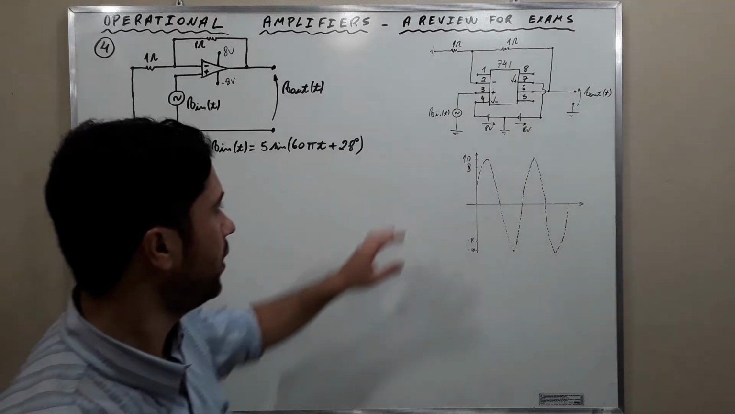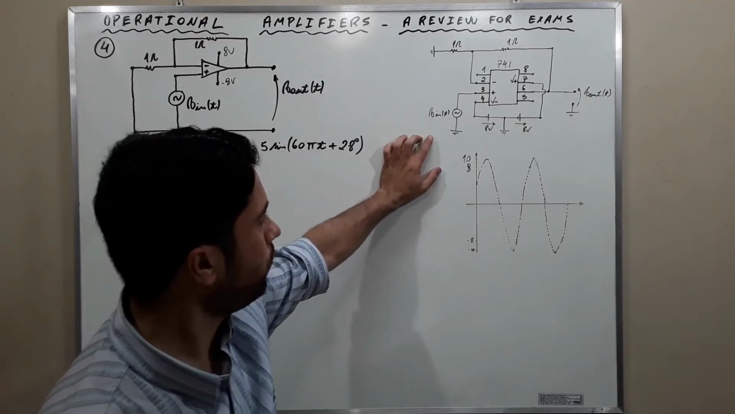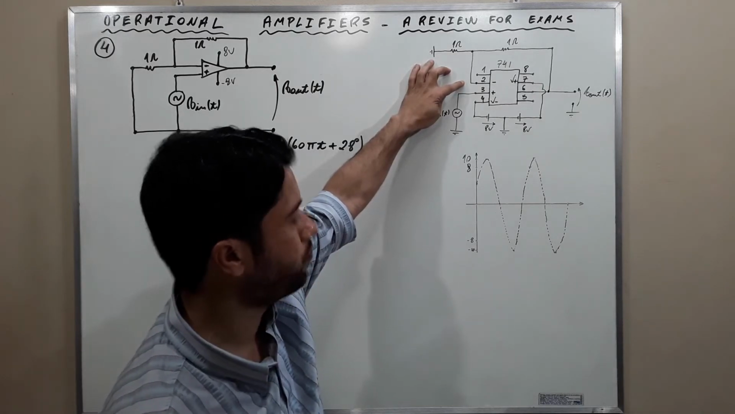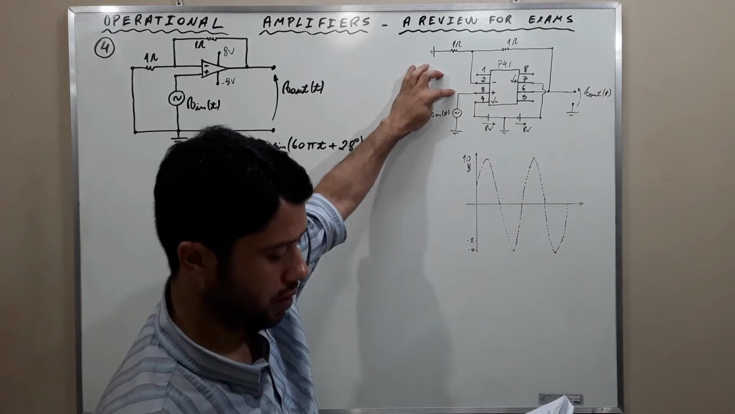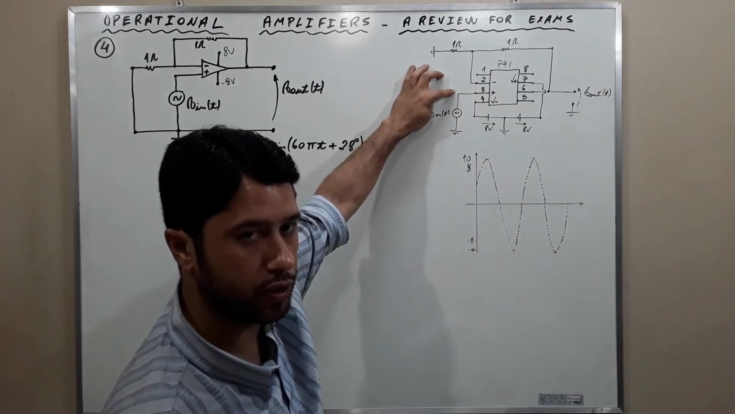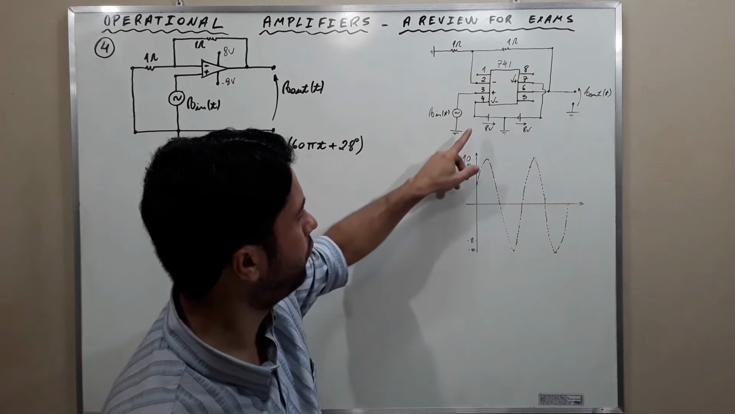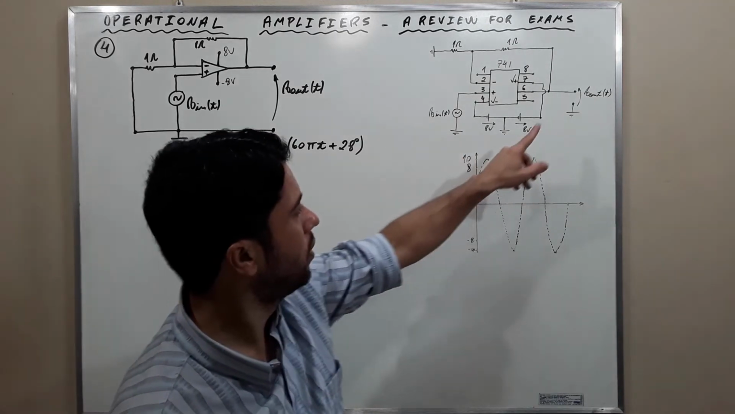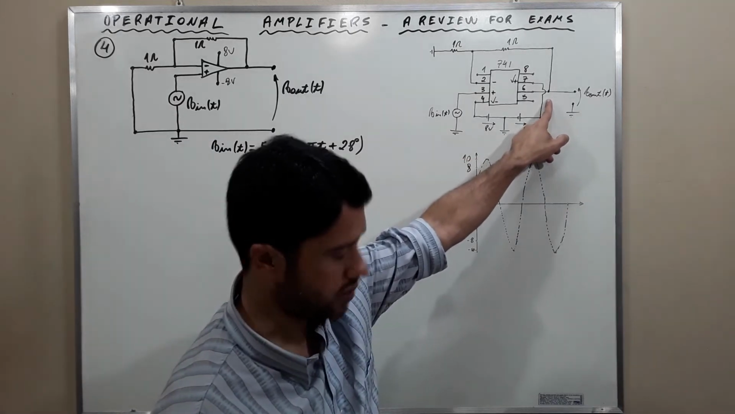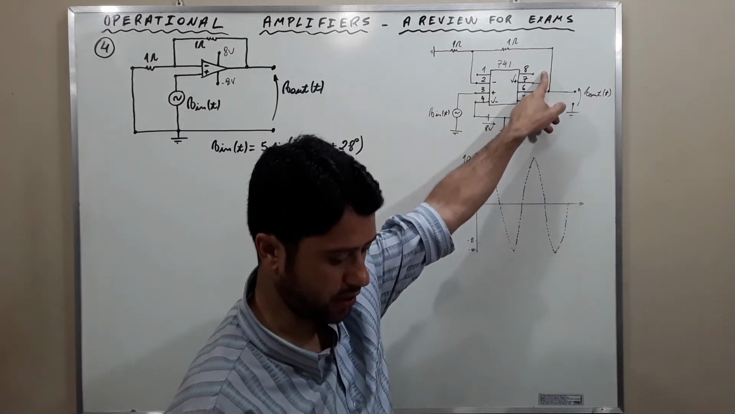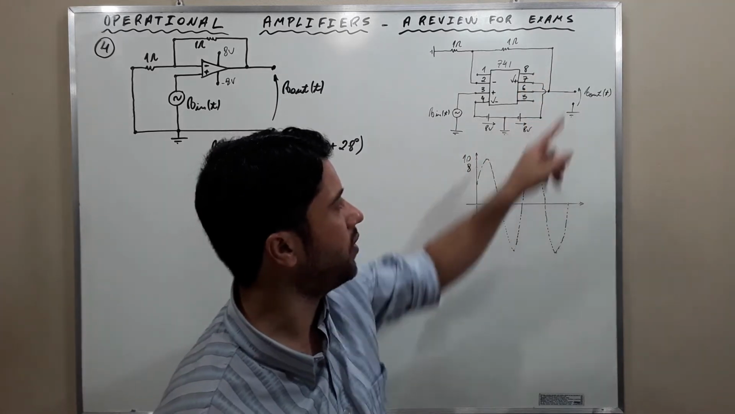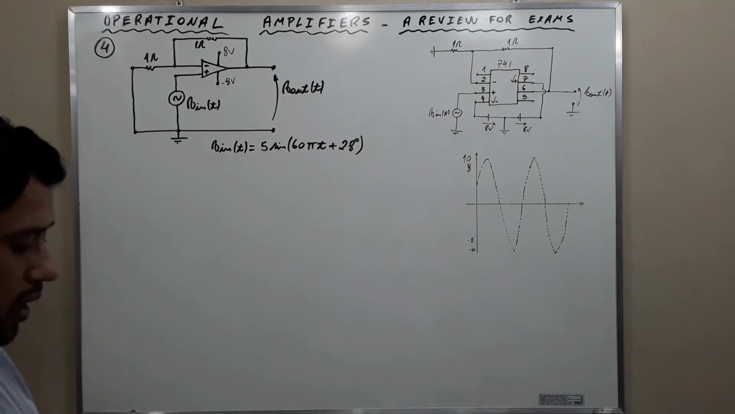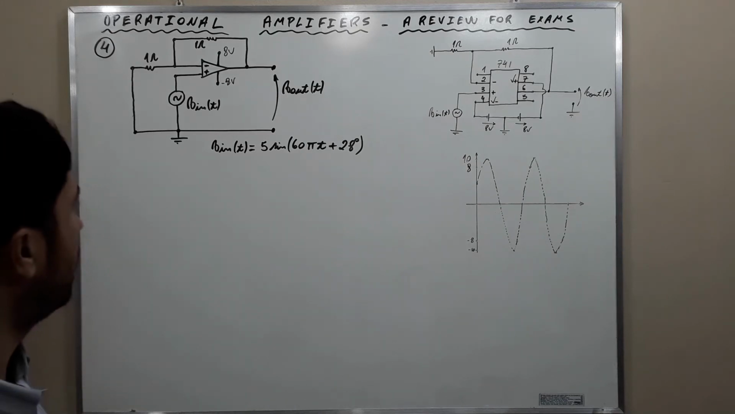Observe also that pin 2 is the inverting input terminal. Pin 3 is the non-inverting input terminal. Pin 4 is the negative supply. Pin 7 is the positive supply. And pin 6 is the output terminal. Okay? Let's go to the solution.